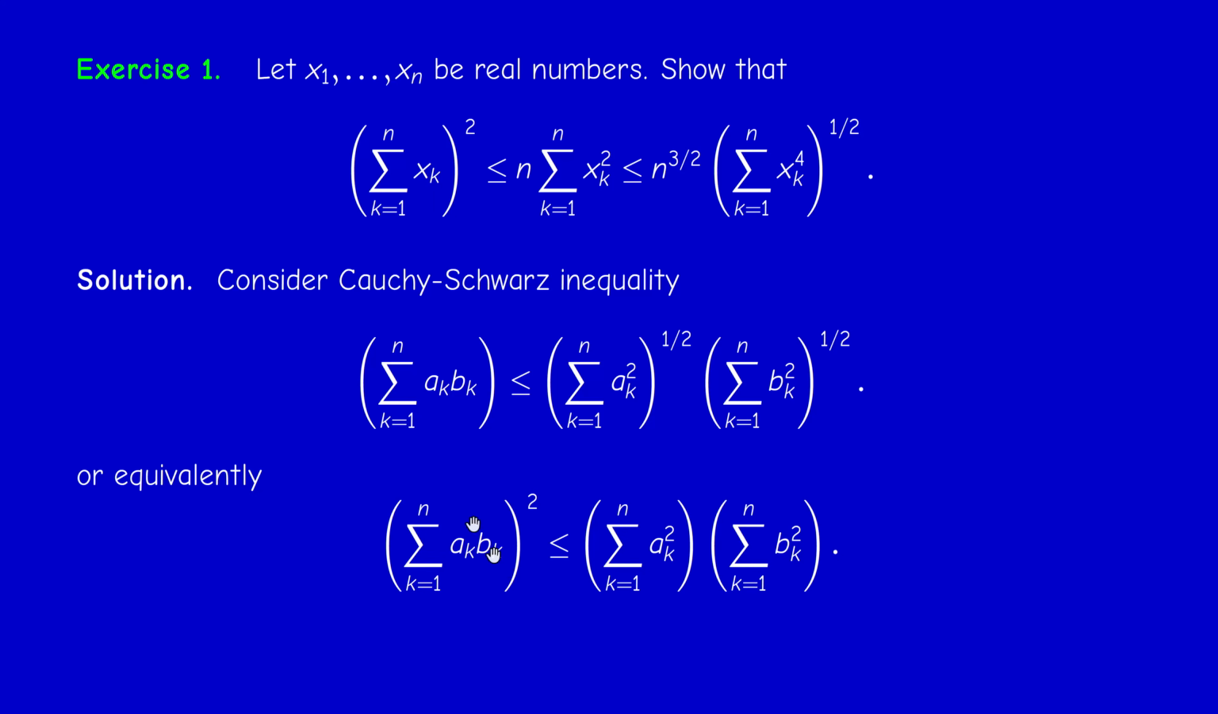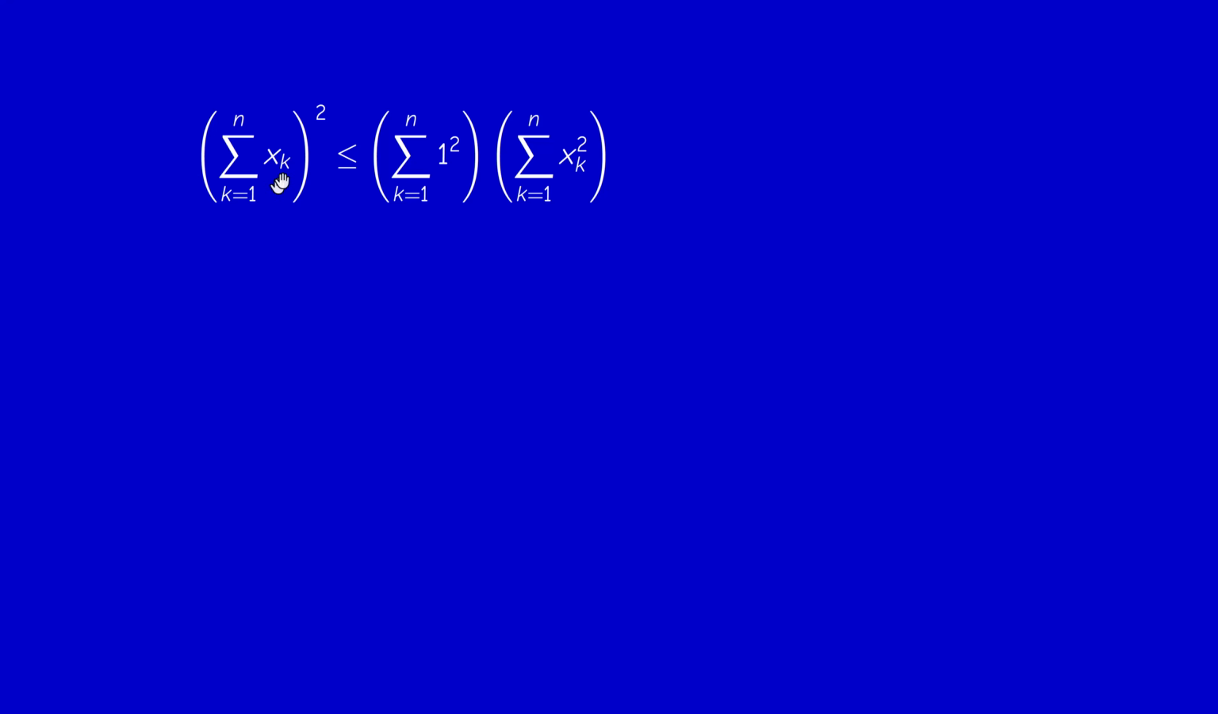Actually I just need to raise to the power 2 first because I have a square here. So this is first form, second form. In the second form, take a_k equal 1 and b_k equal x_k. What happens? Just replace. So we get sum of x_k squared less than sum of 1 squared times sum of x_k squared. Now, this is just a sum of ones, so 1 plus 1 plus 1 n times. So this is just n. And that's it. This is the first inequality.